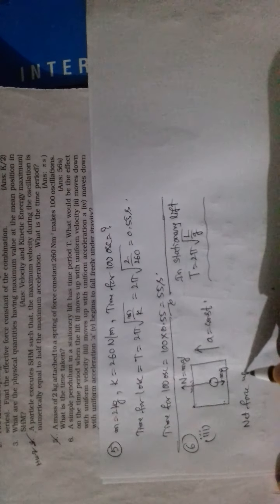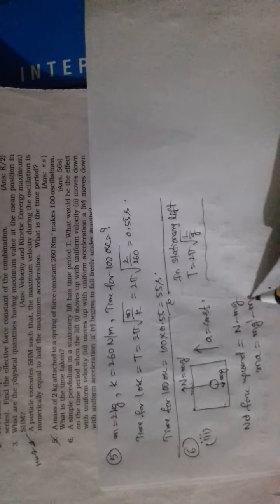Net force upward is equal to, first we write the upward working force and from that you subtract this, that becomes the net force working upward. Now according to Newton's second law, F is equal to ma, and N is mg dash. Now mg dash is equal to ma plus mg.